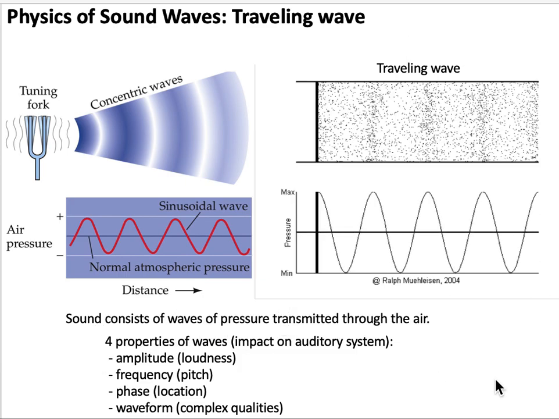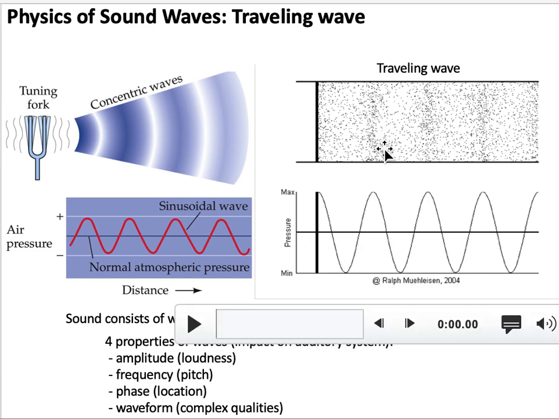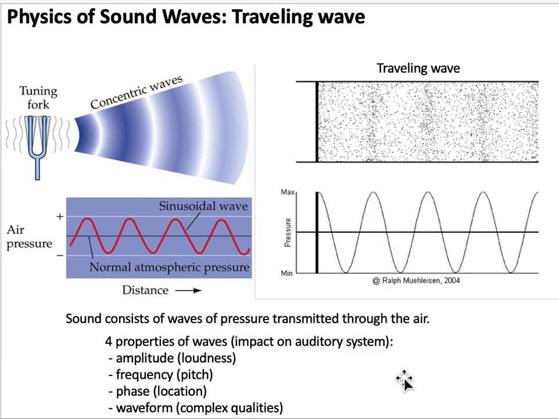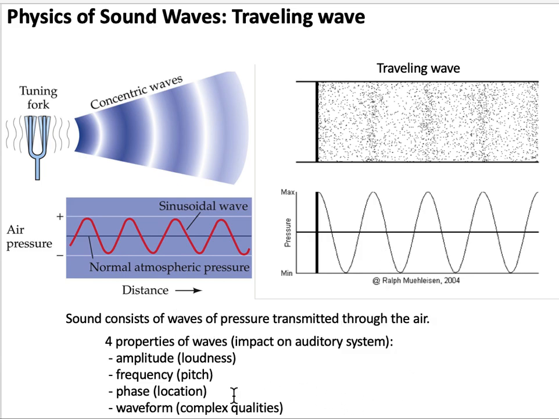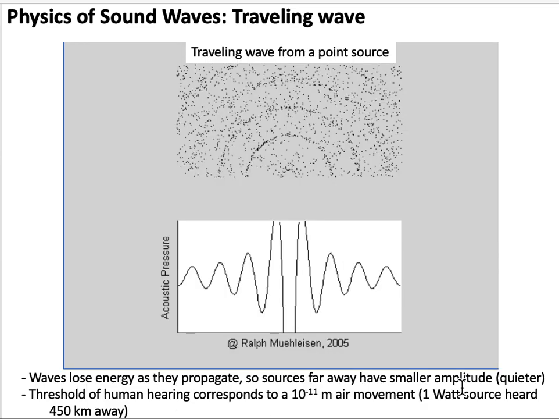And there are four properties that are important. The first is the amplitude, that's how loud it is, and that's the difference between the high pressure and the low pressure. That corresponds to the peaks of the sinusoidal wave here. The frequency, that's how close together these are, and we perceive that as pitch. Phase information, which has to do with location, we'll talk about a little bit later, and the waveform. This can be more complicated, which provides information about the environment.